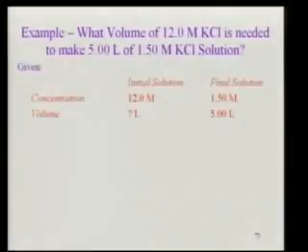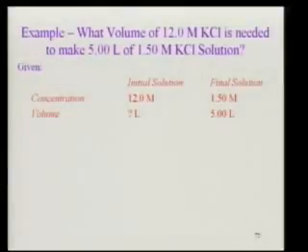What volume, for example, if I had a 12 molar, first of all, that wouldn't happen, but if I had a 12 molar solution of potassium chloride, you could never get that dissolved. What volume of 12 molar potassium chloride would be needed to make 5 liters of 1.5 molar potassium chloride? I have a stock solution, a highly concentrated form of, let's say, potassium chloride. What I want to do is make a much weaker version of that. I want to make 1.5 molar.